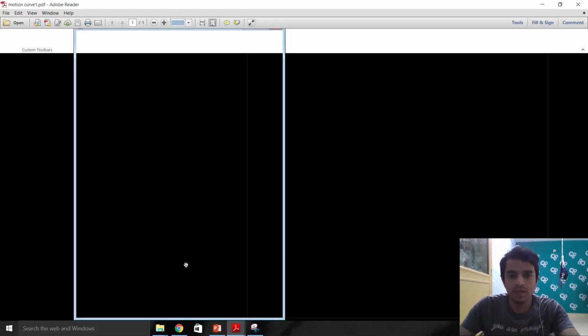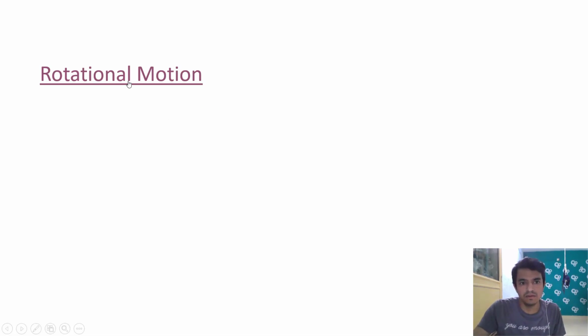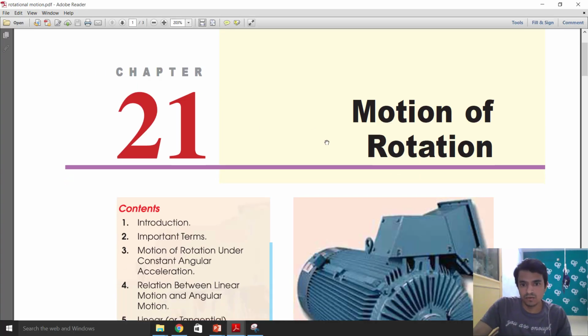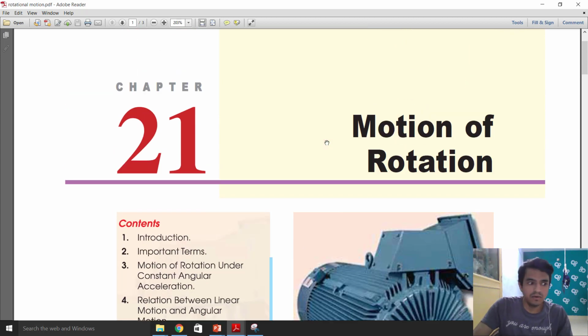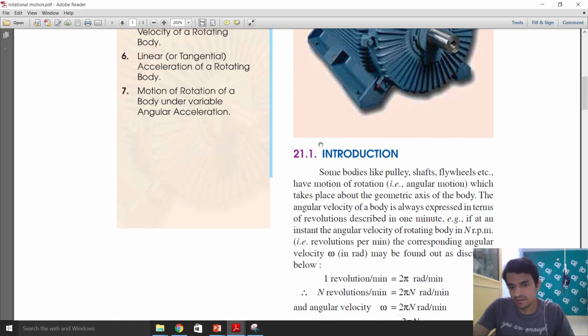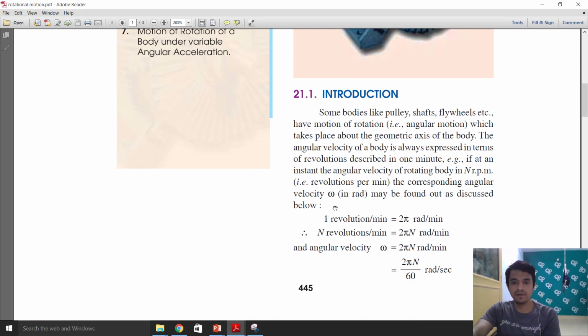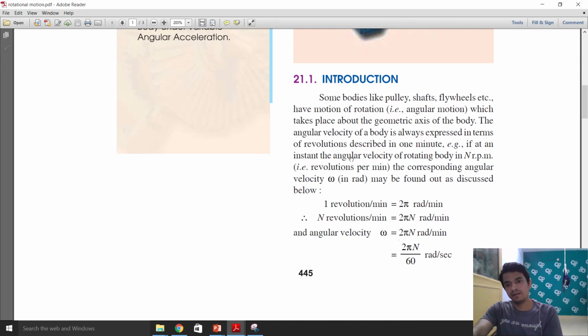Next we will see rotational motion. Rotational motion simply means a body is rotated about a fixed axis. For numericals, there is no difference between linear motion and rotational motion. The only difference in solving numericals is the unit. For linear motion, the unit of displacement is meter, while for rotational motion it is radian or degree.